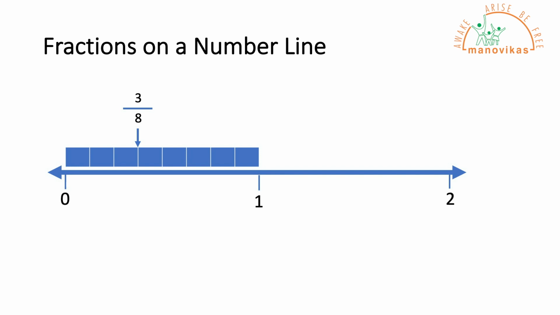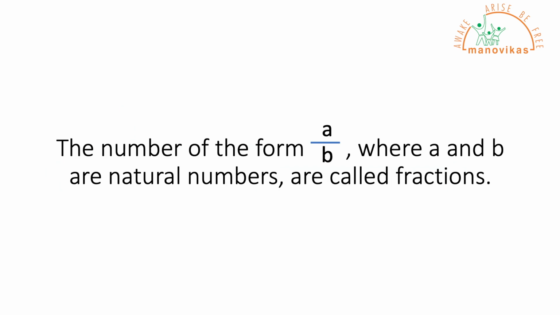Now having understood this, let us try to define what are fractions. The numbers of the form a upon b, where a and b are natural numbers, are called fractions. So a upon b, where a and b can be any natural number.